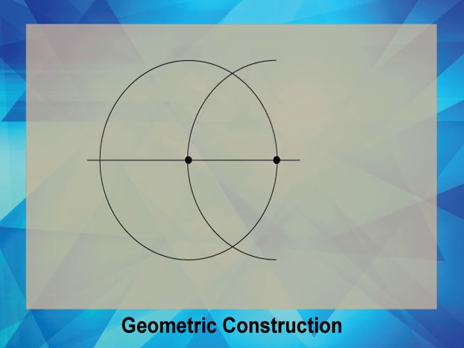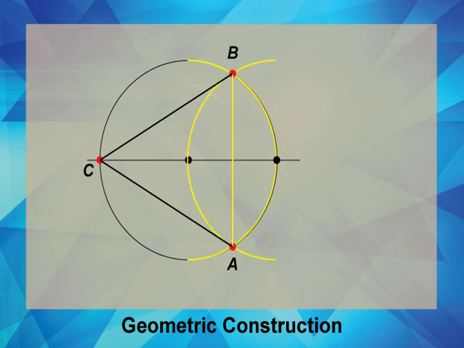Your construction should look like this. You will be constructing a triangle from the 3 highlighted points. Construct the triangle. This is a regular triangle. How do we know this?